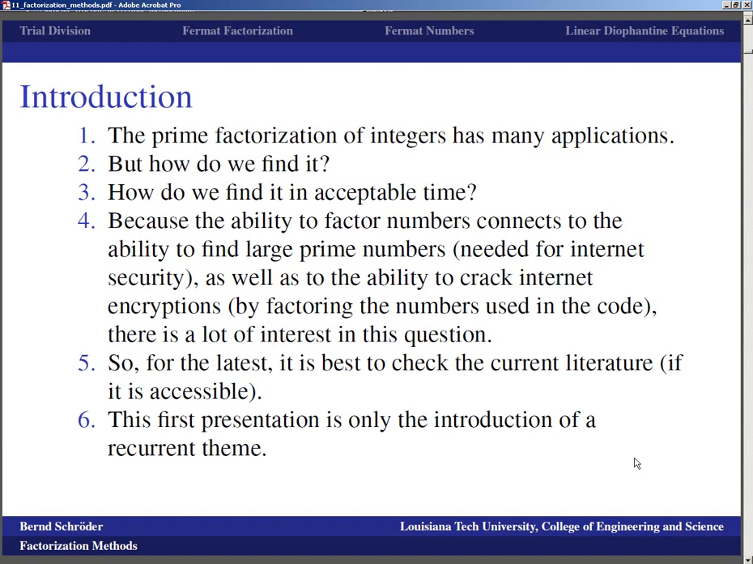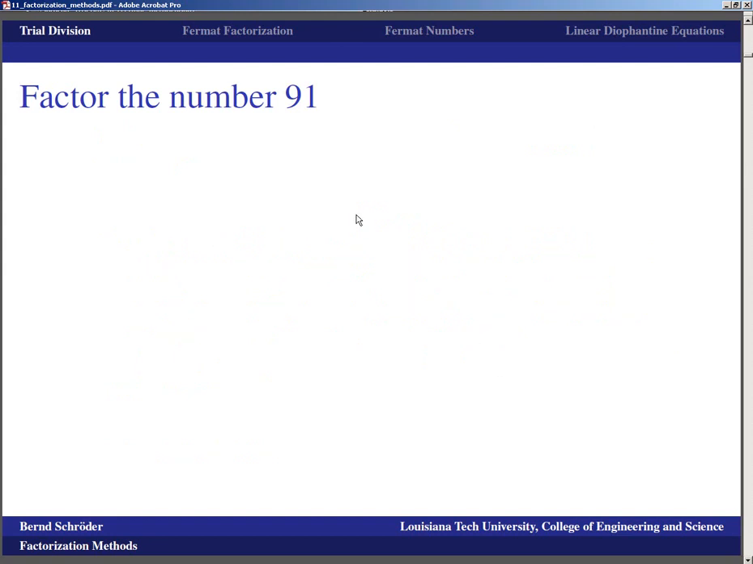In this first presentation, we're just going to start introducing a recurrent theme, because we're going to talk about factorization algorithms very much repeatedly. As I mentioned in the introduction to the course, a large part of this course could be considered: how do you check whether something is a prime number, and how do you factor certain numbers? Okay, so trial division, the elementary way to approach numbers: how do you factor the number 91?